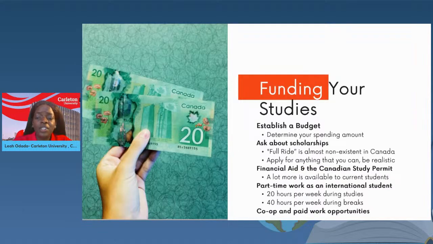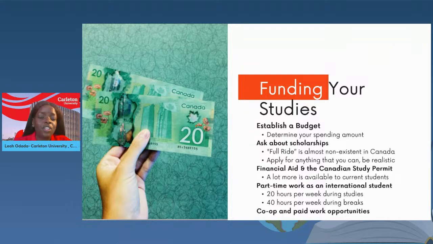And when it comes to funding your studies, because I know it is a big investment that you are about to make, there are many different ways that Canada can help you fund your studies. When you're looking at Canada, the full ride term, it's not often you'll find a university in Canada that would give you a full ride scholarship. It's very rare, but there are some universities that give very high value scholarships. Those applications open around September as well. So it's always good to start doing your research.